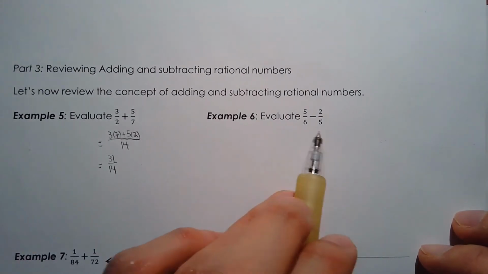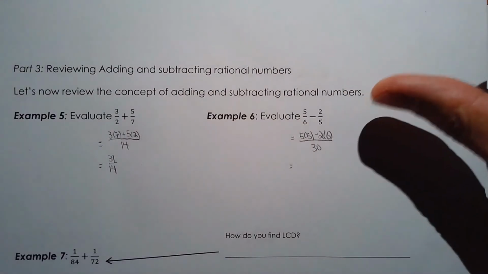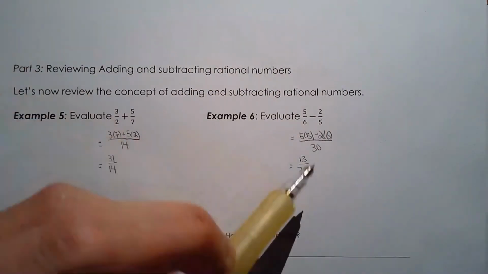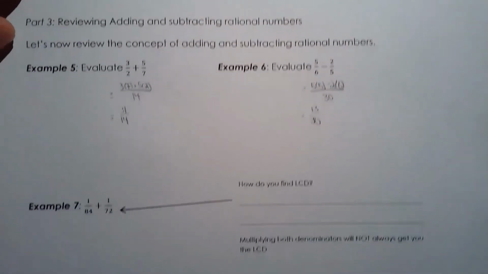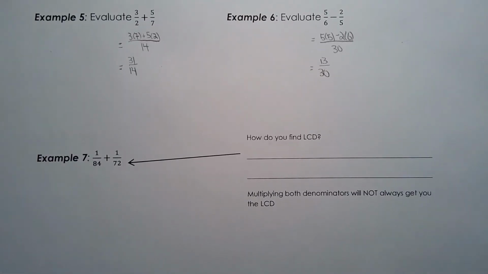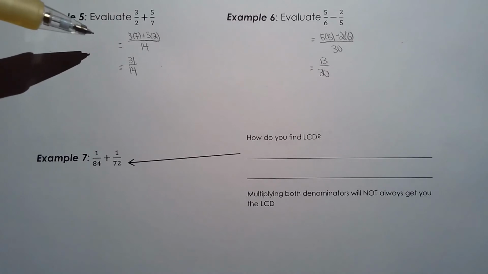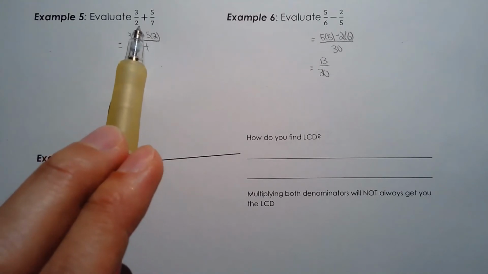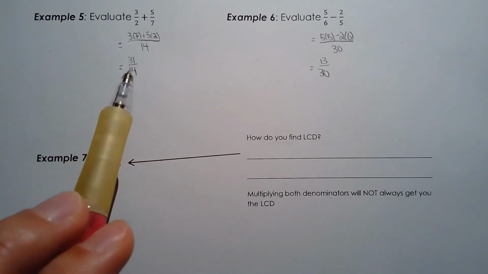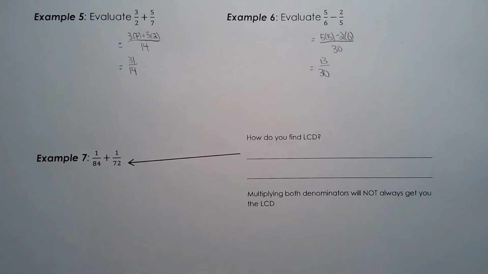How about here? 6 and 5 are the denominators, so the lowest common denominator is 30. So we have 25 minus 12, which is 13. 13 over 30. Can't reduce that because there are no common factors between 13 and 30. Beautiful. Awesome. All right, now, one of the big misconceptions that students have is that in order to find the lowest common denominator, you simply multiply the denominators. For example, 2 times 7. That's the lowest common denominator. Well, be careful, okay? It's not always the case.